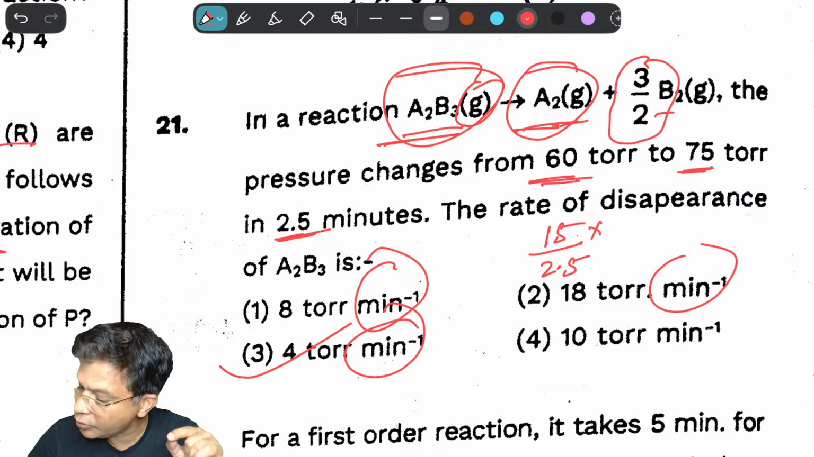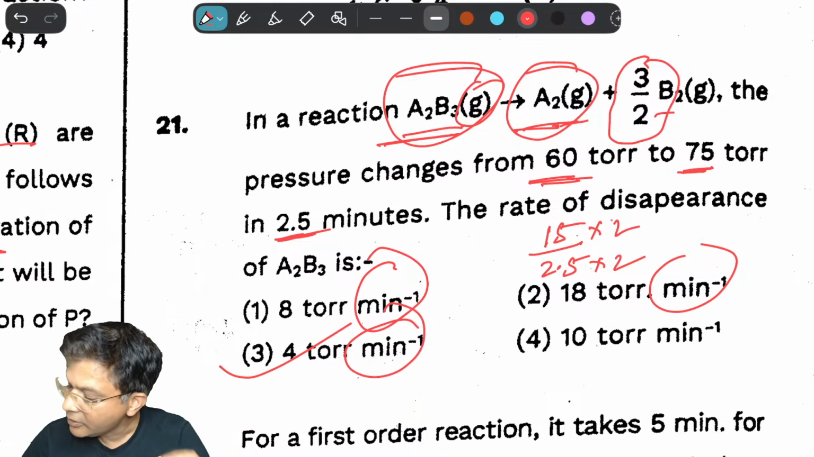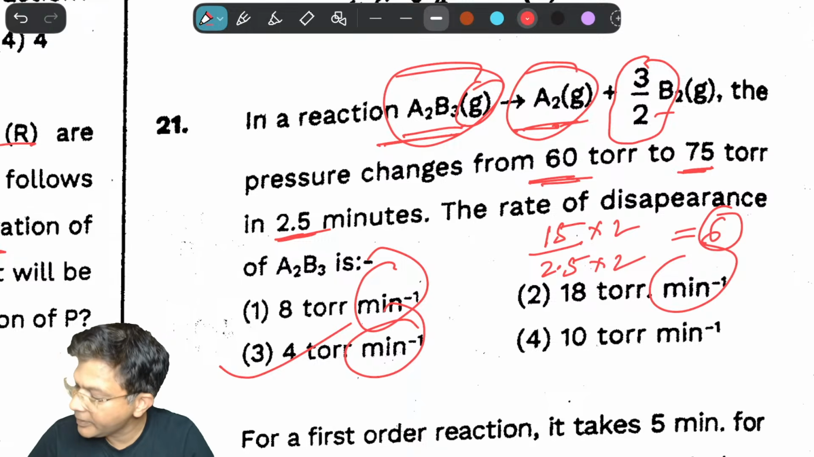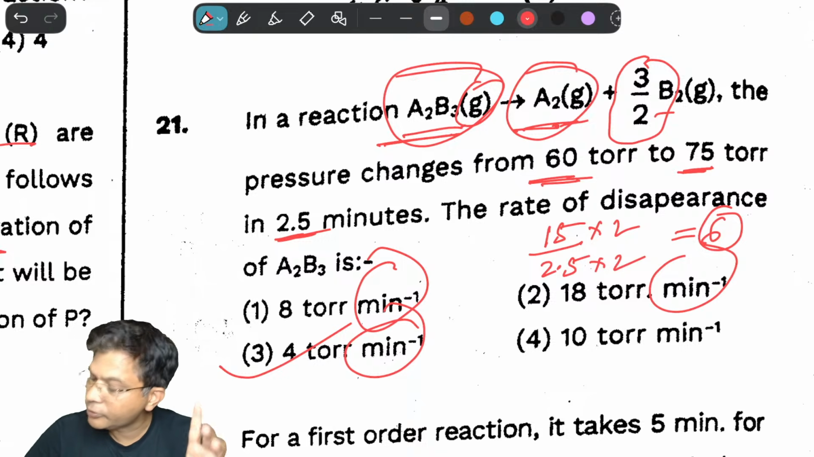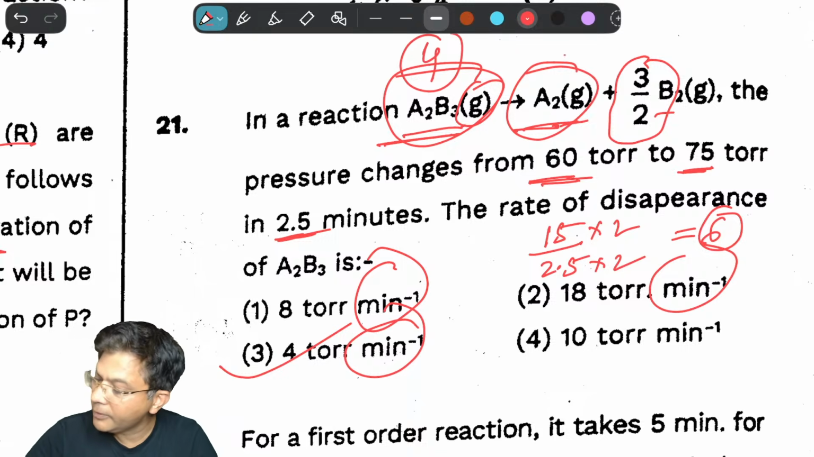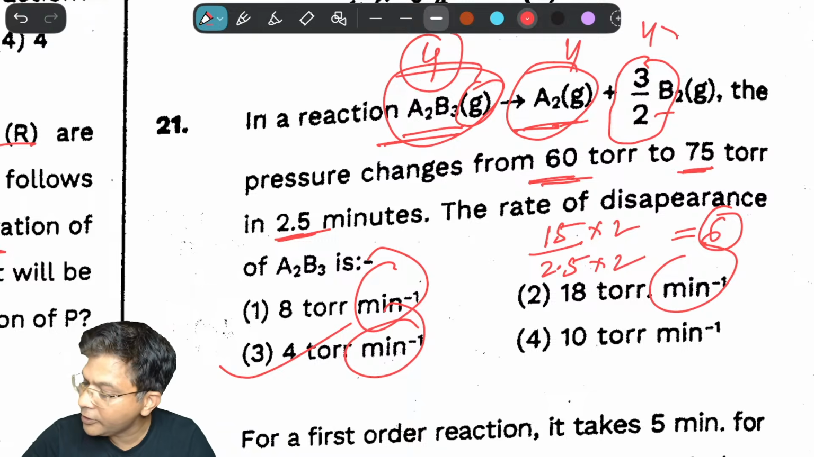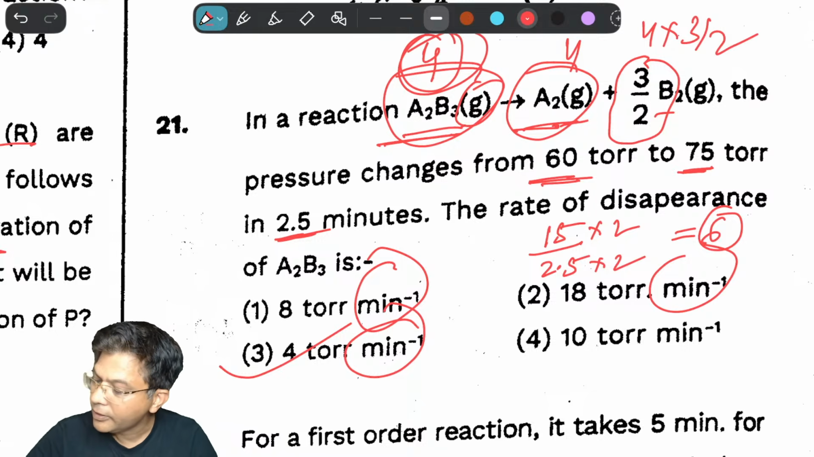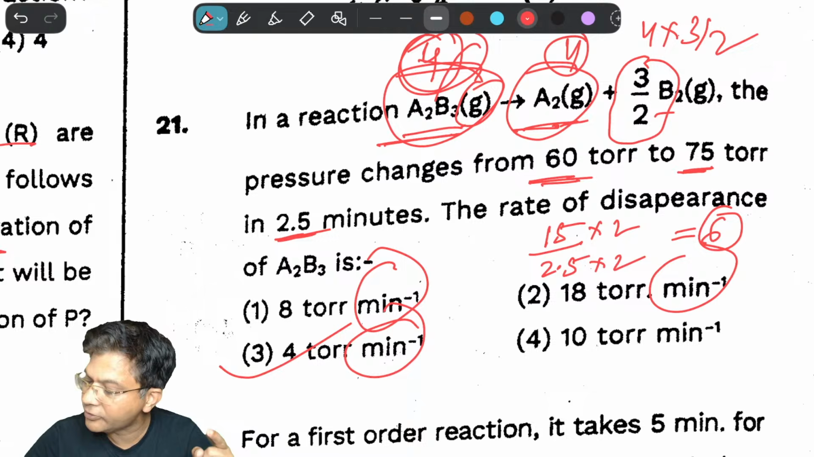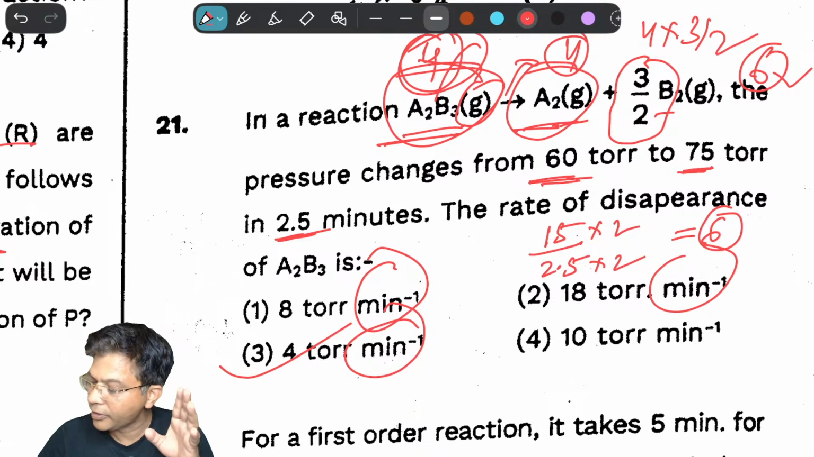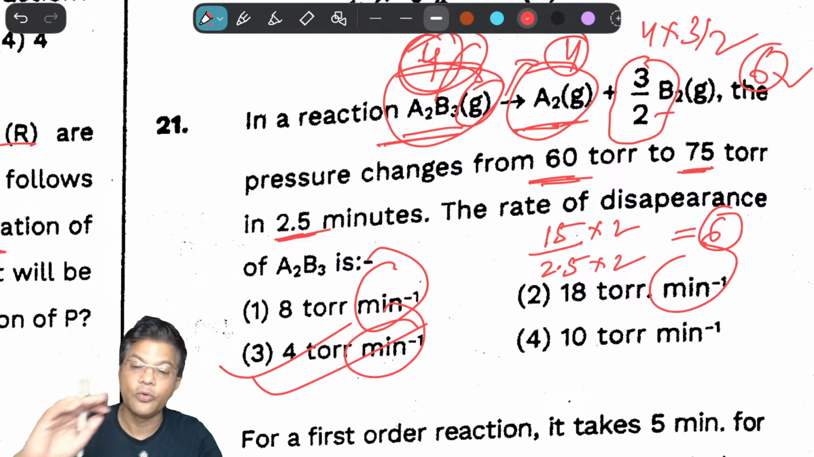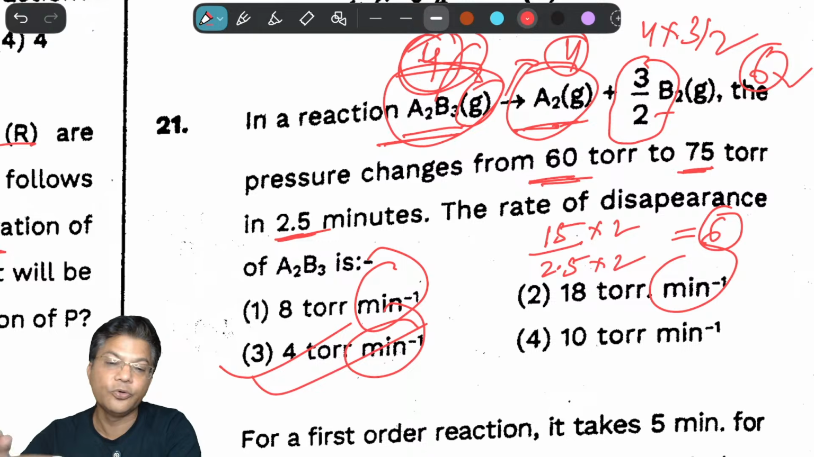15 in 2.5 minutes. So how much is it? 2 into 2, that is 6, 30 upon 5, 6. That means 6 per minute. Now, 6 per minute, if I take 4, it will be 4 into 3 by 2. The 4 decrease and 4 formed will cancel out, and 4 into 3 by 2 is 12 by 2, which is 6. So it is increasing by 6. If we take 4, then it will become 6 times. So that is the pressure due to B2.